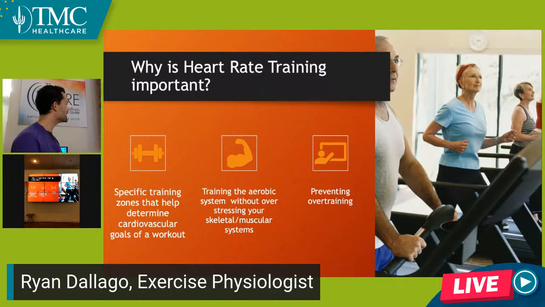Also, heart rate training is important because it trains the aerobic system. We're talking about our cardiovascular and our pulmonary systems without overtraining our skeletal or muscular systems. Sounds a little complicated, nutshell version: how do we make sure that we get a good workout, but we're not too sore the next day? Lastly, we're going to identify specific training zones, just about 5, that help determine cardiovascular goals of your workout.